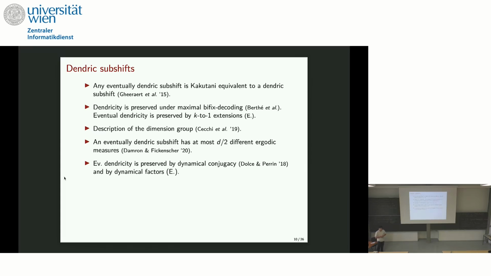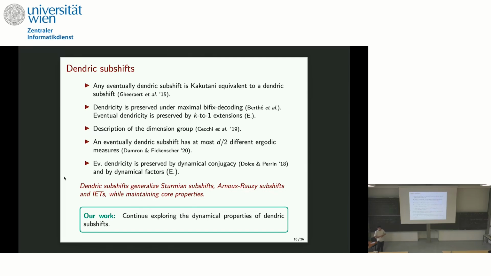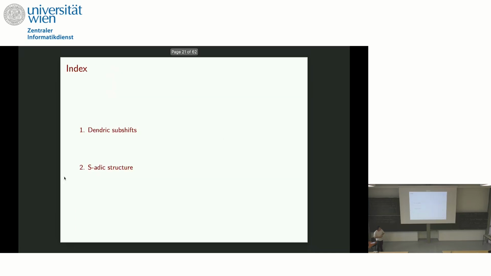And I forgot to say this, but dendric subshifts also include many classes of systems. So for instance, Sturmian subshifts, Arnoux-Rauzy subshifts, interval exchange transformations, etc. At the same time they maintain core properties, the ones described here, for instance. So we have a large variety of dynamical behaviors. IETs are in general weakly mixing. On the other hand, these are in general of discrete spectrum. So many different things. Our work was to continue exploring the dynamical properties that we can observe in this class. And as I was saying, we're going to focus today on the S-adic structure.